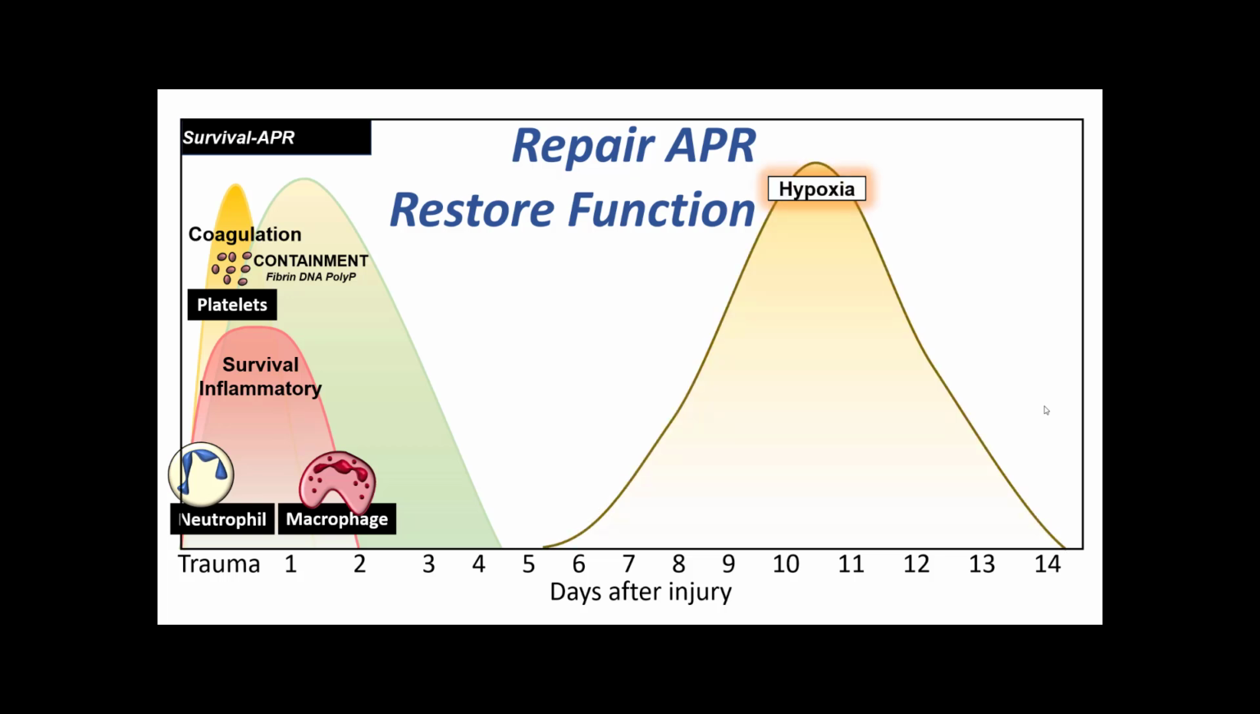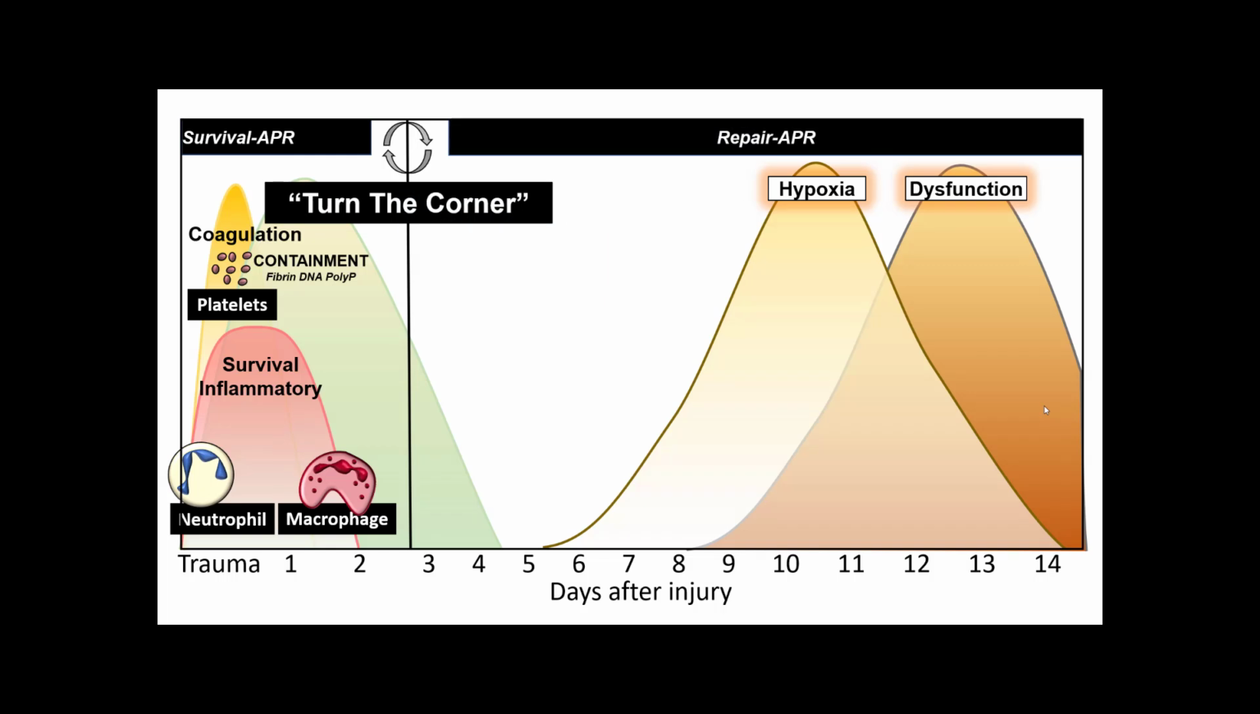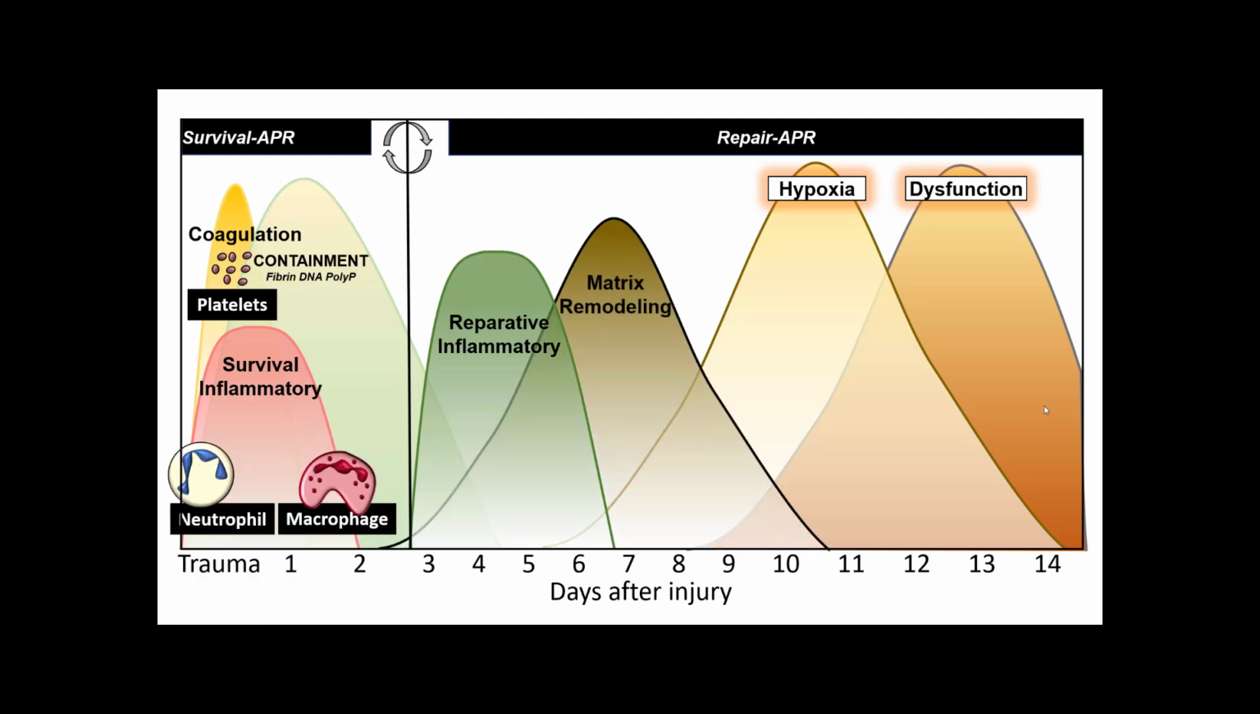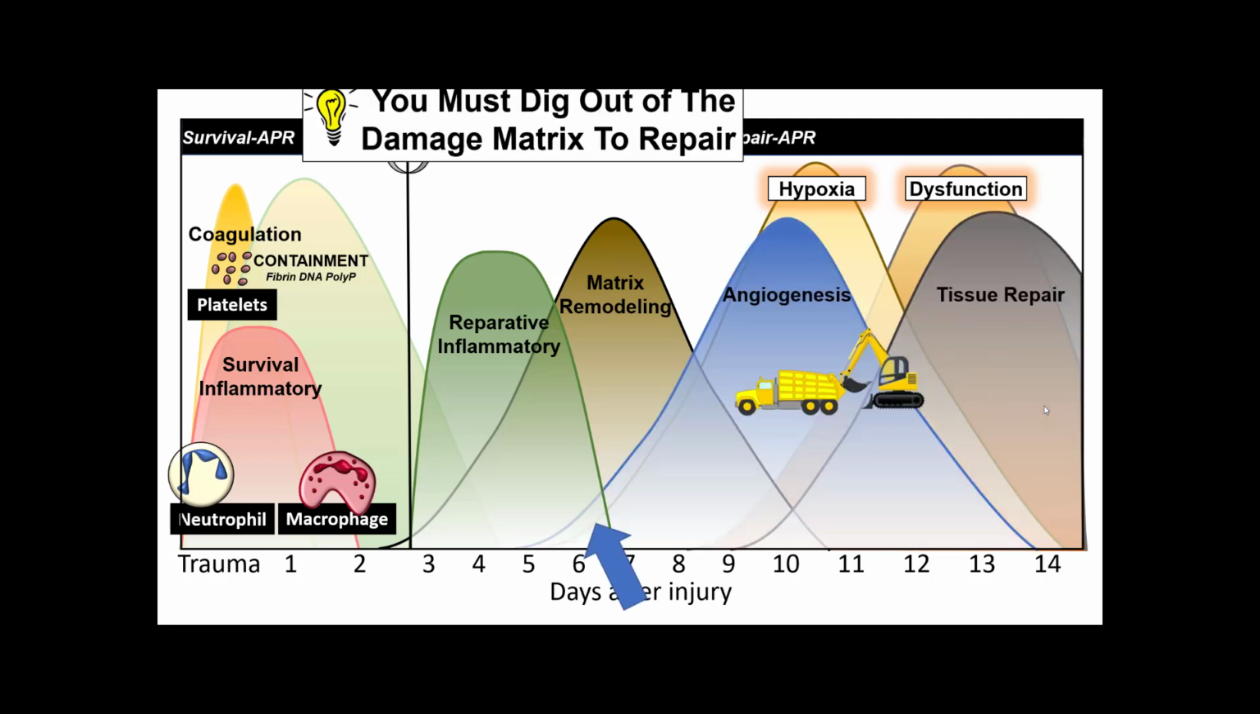We then move on to repair, and this is where we restore function, where we have to resolve hypoxia and tissue dysfunction. This is an active process that we call turning the corner, where we turn our inflammatory cells from survival inflammatory to reparative inflammatory, and we see phenotypical changes in patients that are indicative of this, such as no longer having pain or fever. That's because the pain and fever typically are caused by those survival inflammatory cells. We then remodel that matrix, lay new pipe for vascularity, and repair the tissue.